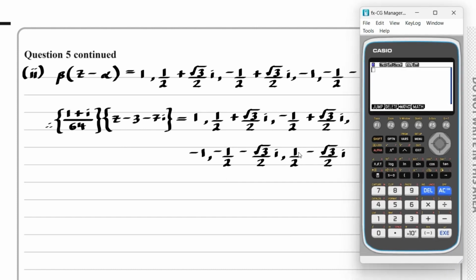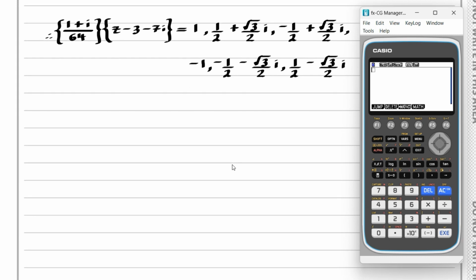So if we take a look at the first equation, well, I've got 1 plus i over 64 multiplied by z subtract 3 subtract 7i equals 1. So what I need to do with this 1 is multiply it by 64, and then I divide that by 1 plus i, and then I add on to this 3, and I add on to this 7i. And if I solve for z, I get 35 subtract 25i. Now if I take a look at this negative 1, here I would have a minus. And if I solve for z, I get minus 29 plus 39i.